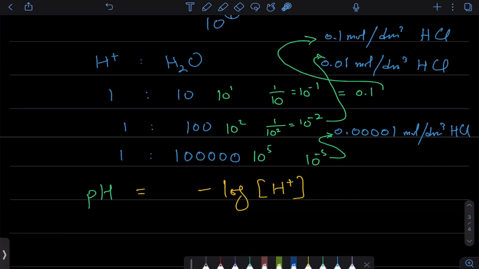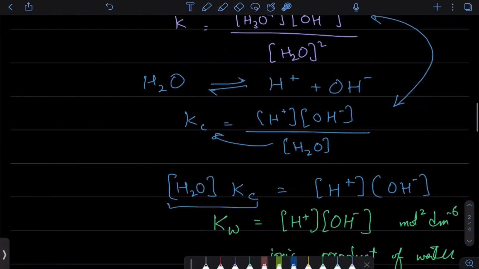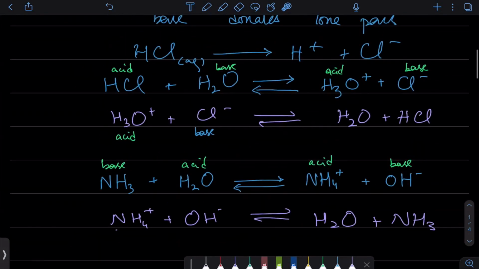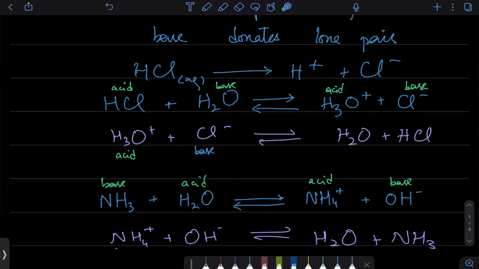pH is a measure of concentration. This is not a measure of whether it is a strong acid or a weak acid. Between strong and weak acids there is only one idea. A strong acid can give all of its H positive because the equilibrium is predominantly to this side in a strong acid, like we saw here. Because the equilibrium is so far to the right, 100% of the ions come out. In a weak acid, that doesn't happen. In a weak acid, the equilibrium keeps on fluctuating and usually lies to this side.